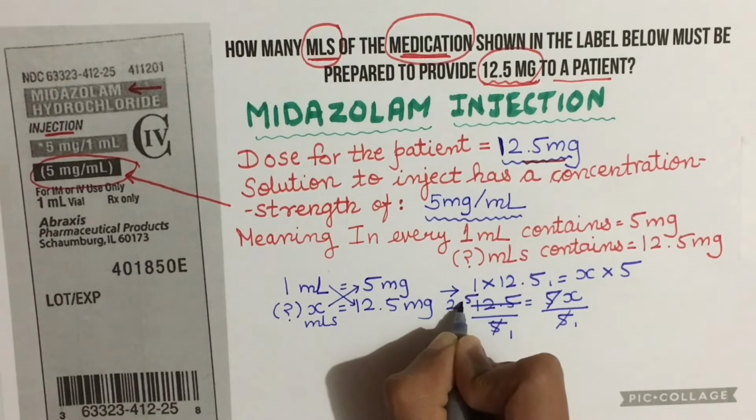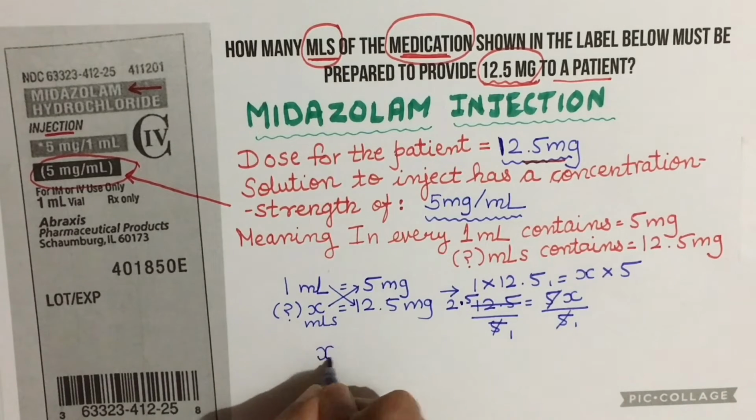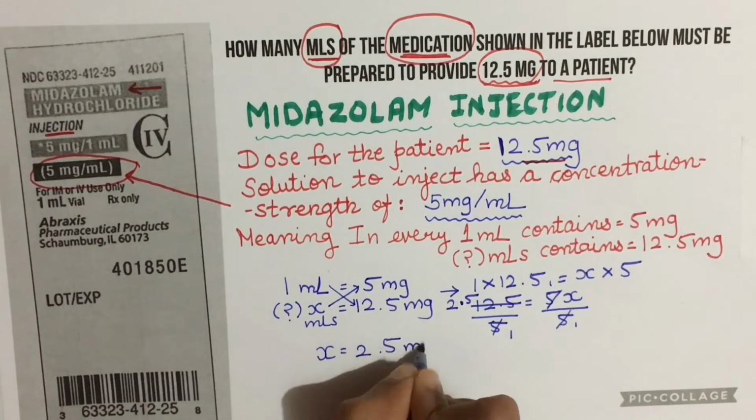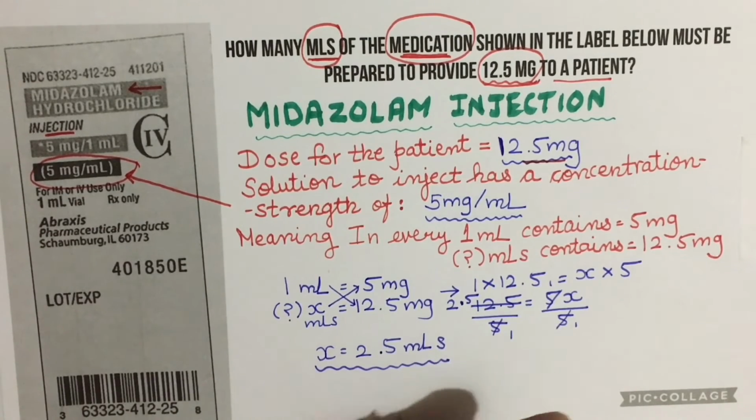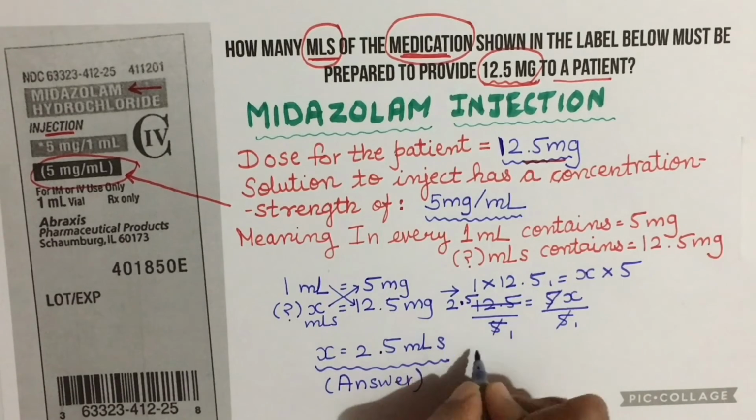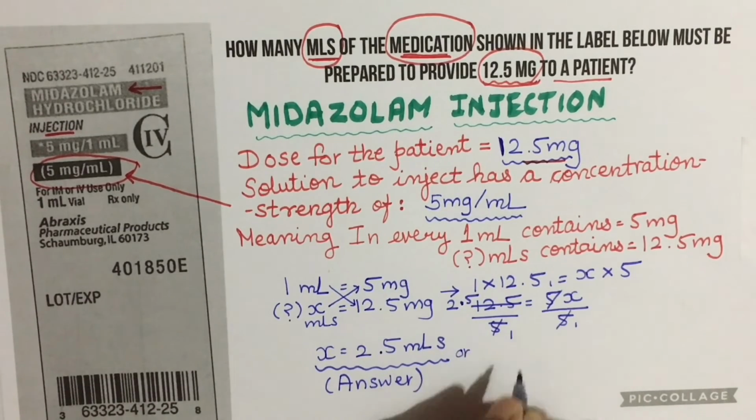So 2.5 mL will contain 12.5 milligrams of drug. We'll need to inject how many milliliters? 2.5 milliliters. And the 2.5 milliliters that we inject would contain 12.5 milligrams of active midazolam.